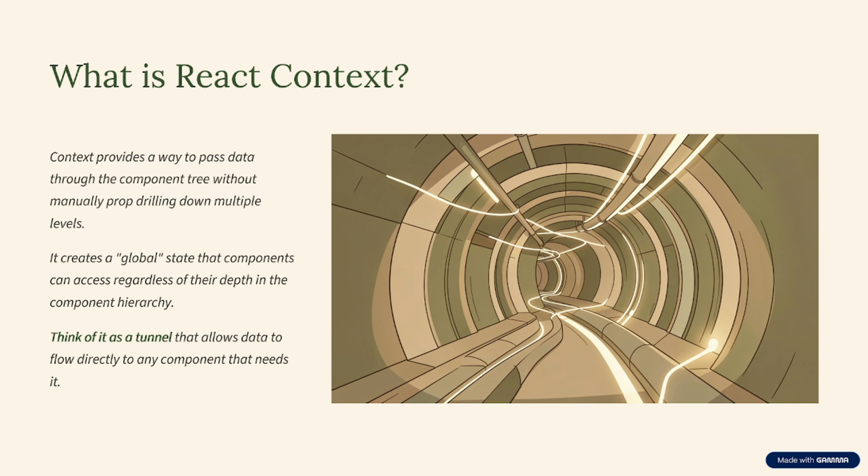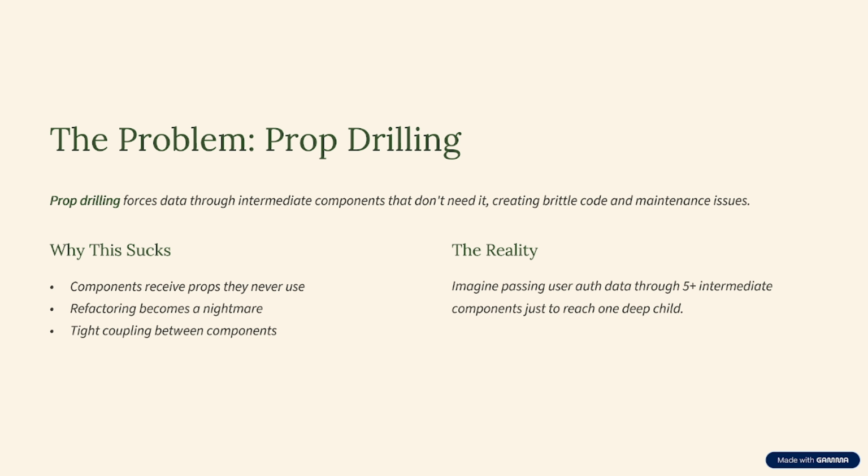Context provider is a way to pass data through the component tree without manually passing props down multiple levels. It creates a global state that components can access at any depth in the component hierarchy. Think of it as a tunnel that allows data to flow directly to any component that needs it. So what is prop drilling? We will understand that first.